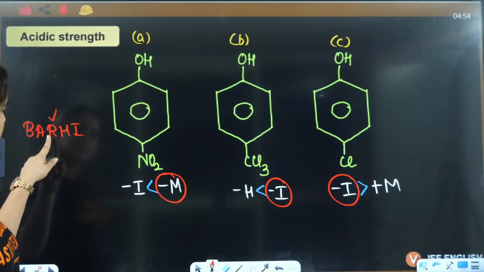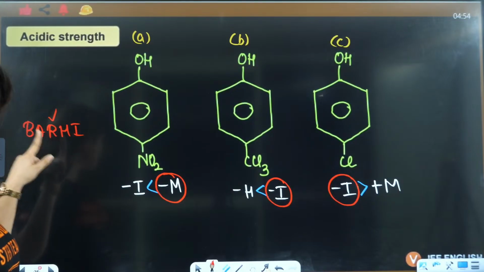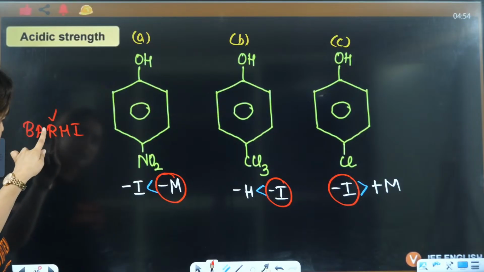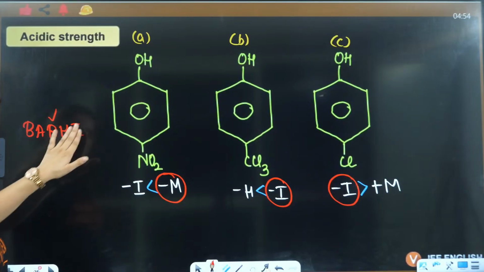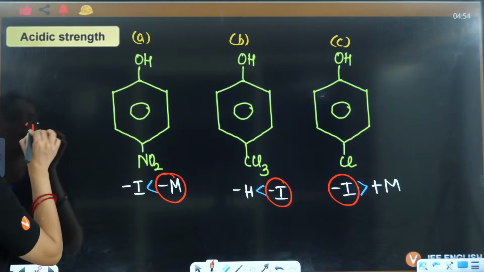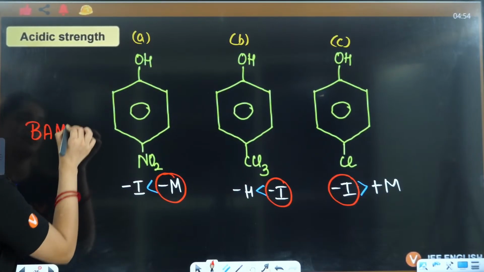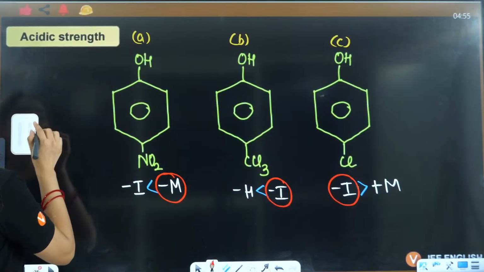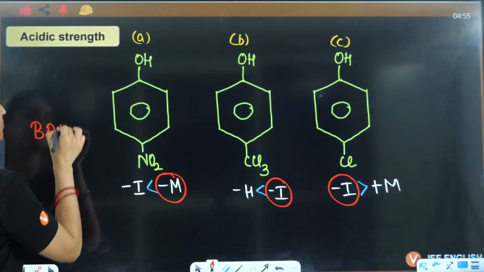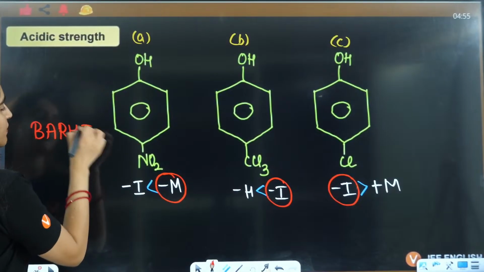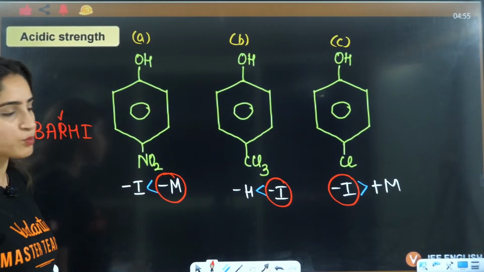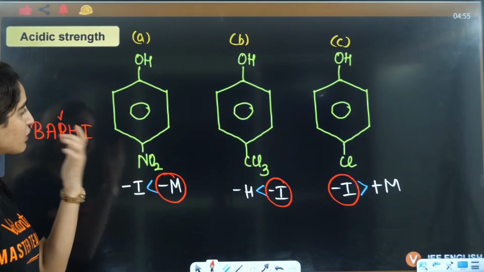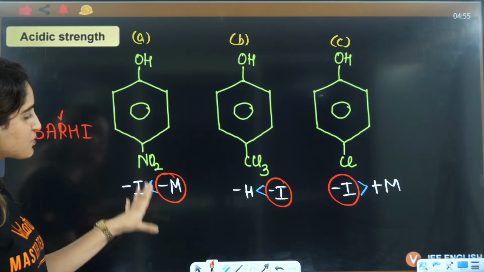If you talk about this effect here, because of this mesomeric, or you can say resonance, this effect is R. Instead of writing Barhi, you can also write Bamhi, whatever you write. I am used to writing Barhi, but you should remember that resonance and mesomeric is the same only. So the mesomeric effect is most dominating, so it will pull out the electron here with maximum strength.